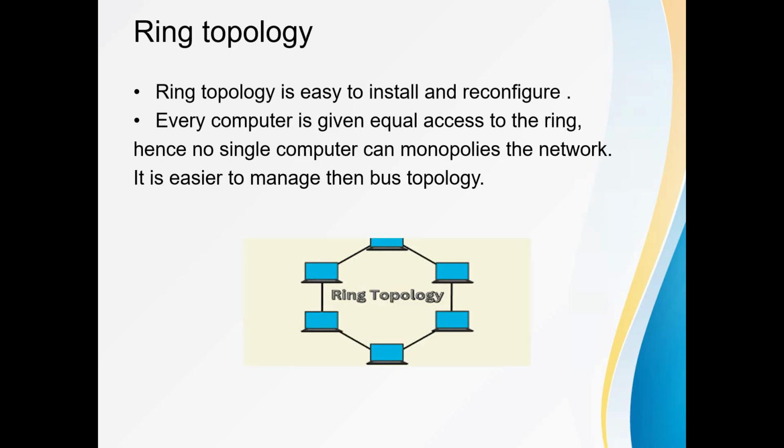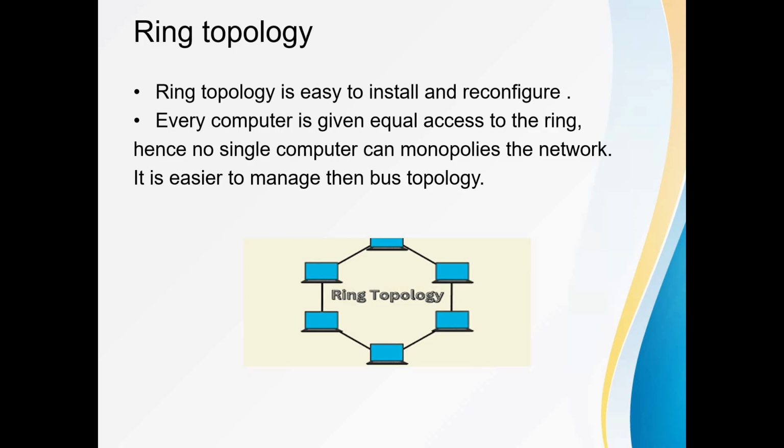So next classification of topology is ring topology. A ring topology is a continuous path for data with no logical beginning or ending points, and thus no terminators. Workstations and file servers are attached to the cable at points around the ring. The ring topology is easier to manage than the bus.